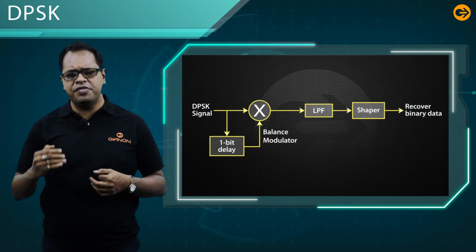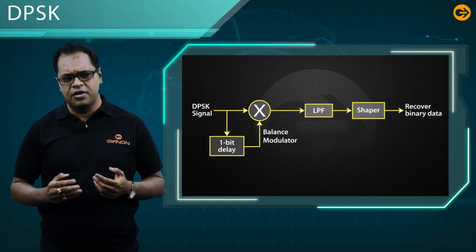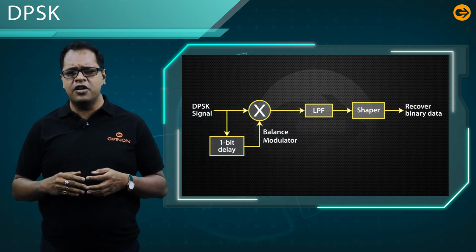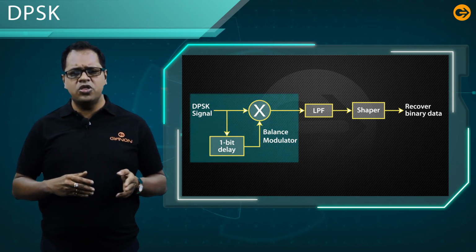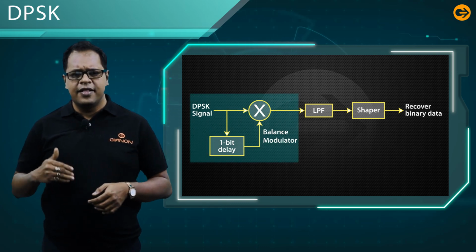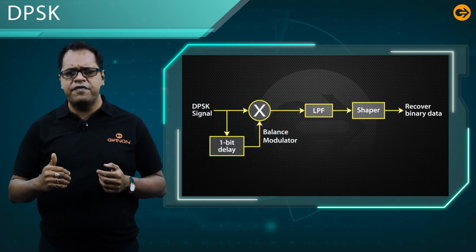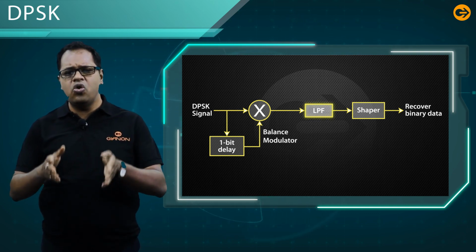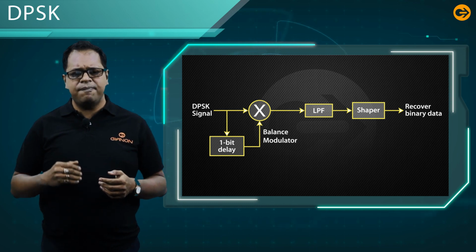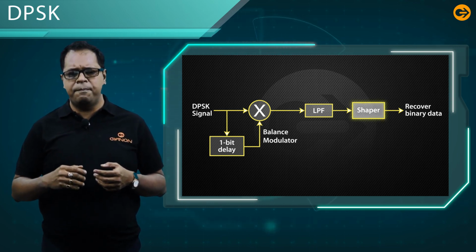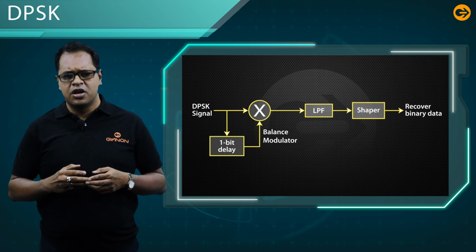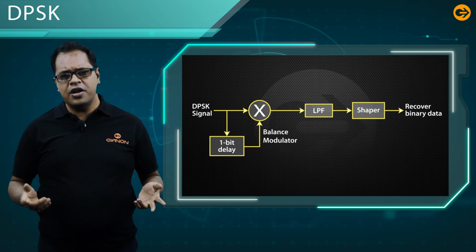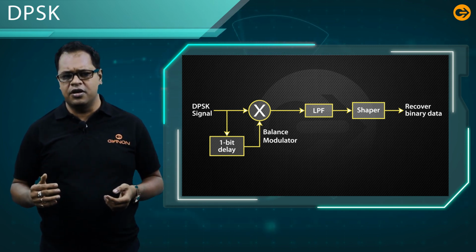Now let us discuss the receiver or demodulator of the DPSK. From the figure, it is evident that the balanced modulator is given the DPSK signal along with a 1 bit delay input. That signal is made to come down to lower frequencies with the help of an LPF. What is an LPF? LPF is simply low pass filter. Then it is passed to a Schmitt trigger circuit, which is a comparator, to recover the original binary data as the output. The output is nothing but your original message signal.